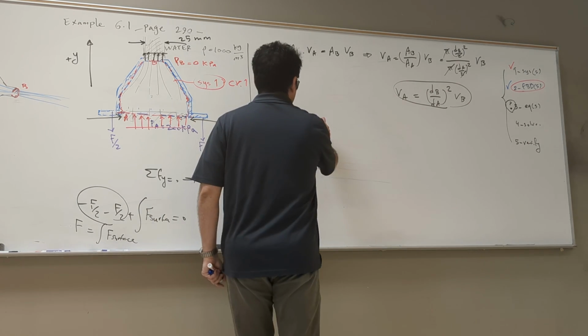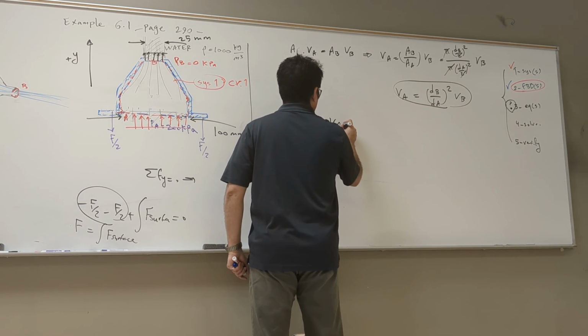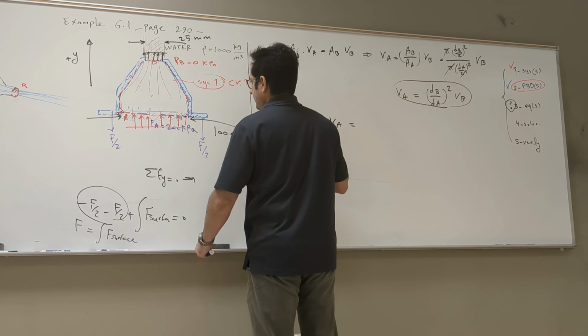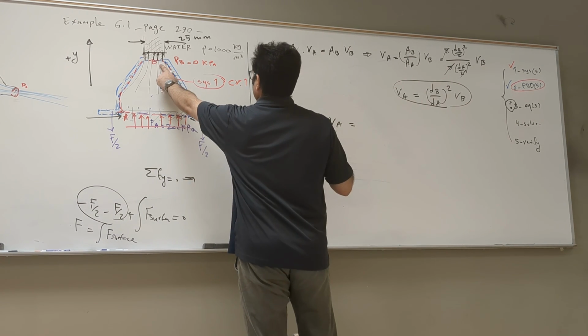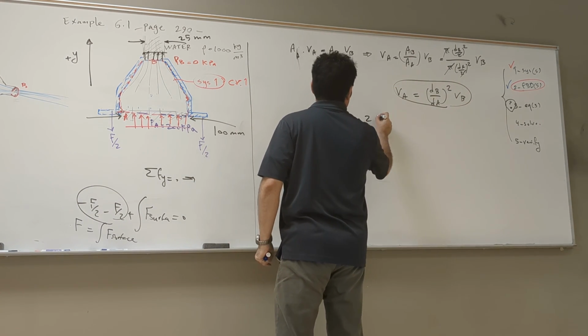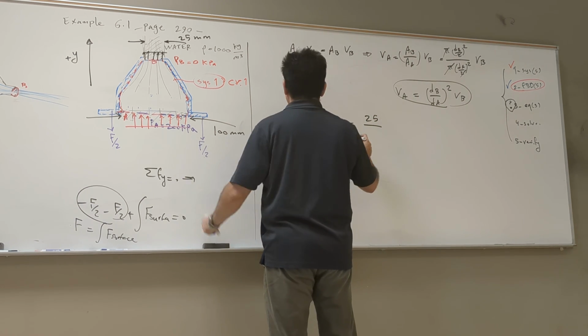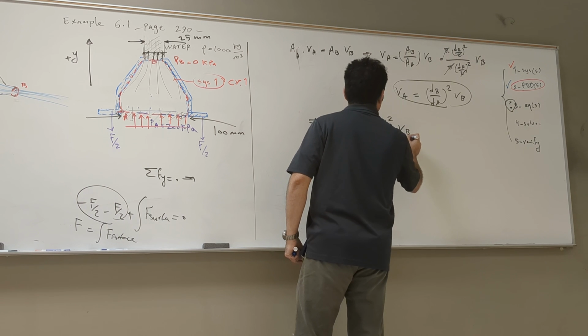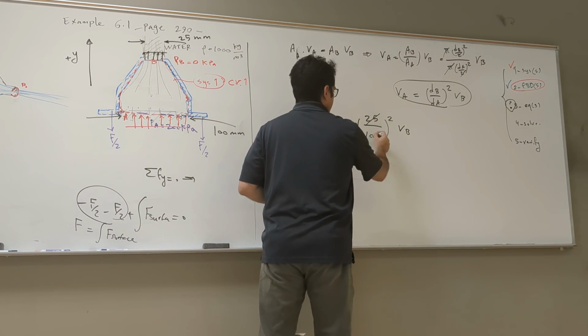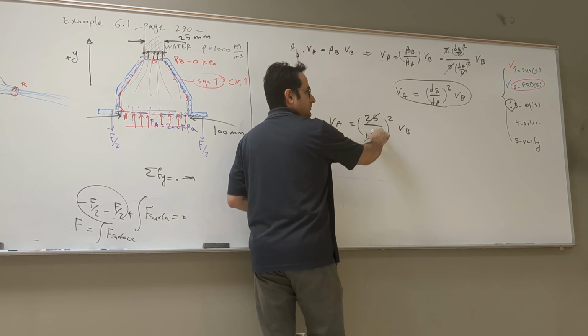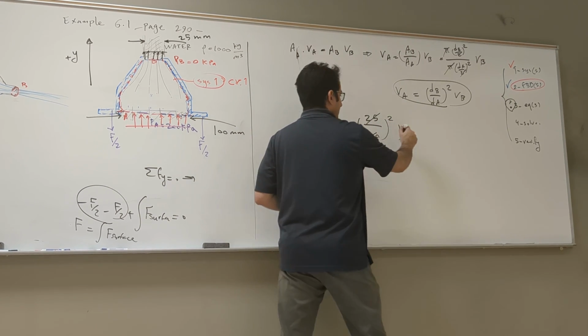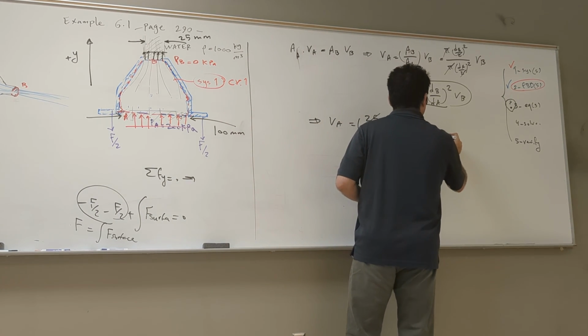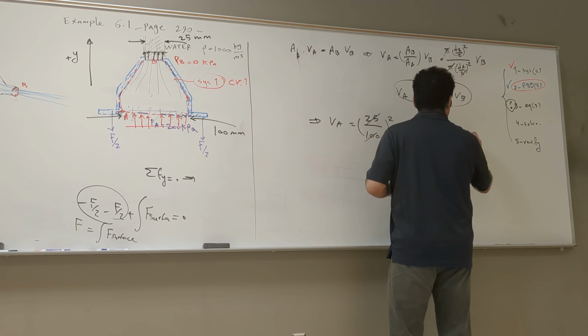So you get VA is equal to dB over dA squared times VB, which is 25 over 100 squared. So this divided by that is 4, 1/4 squared, 16. That means VB is 16 times VA.